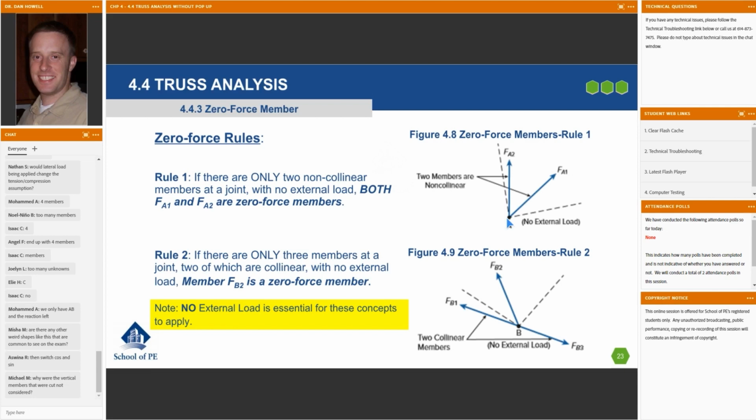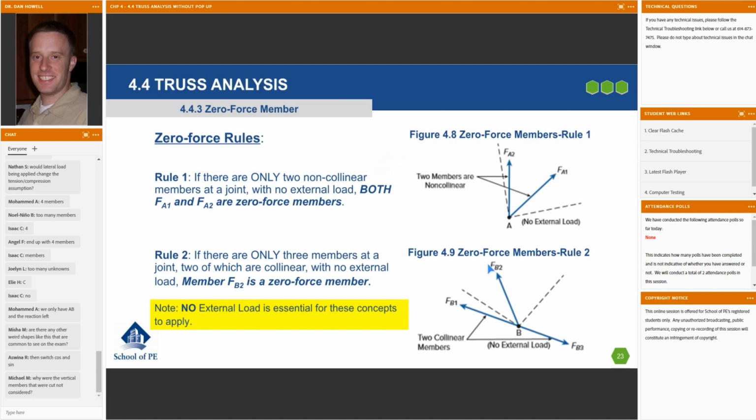Rule 2: 3 members at the joint, max. Does it work for 4, 5, 6? Nope, 3 only. 2 of which are collinear, in other words, in the same line of action or separated by 180 degrees. In this example, FB1 and FB3 are the collinear members. They take force. It's the odd man out, FB2, which goes to 0.